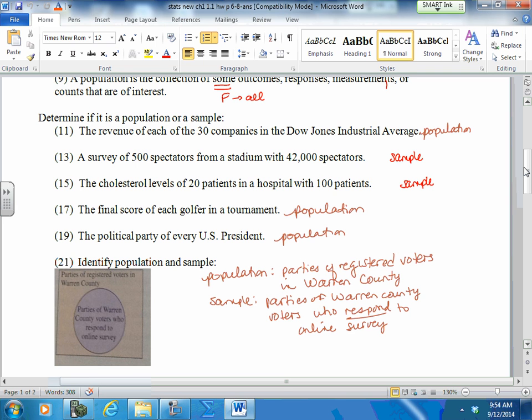Number 21. This is nice. This is a Venn diagram. The box of the Venn diagram contains everything, the population. Good. The inside is the sample, the part of it. So these are parties of registered voters in Warren County, and these are part that voted, who responded to the online survey. These are all the registered voters. These are who responded. So there's your sample out of your population. Okay? And the Venn diagram really lends itself nice to this.